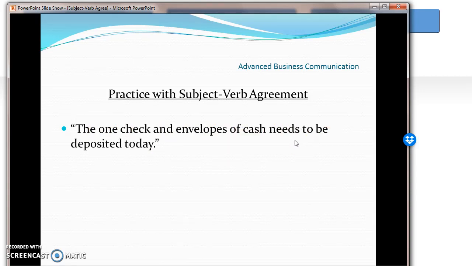How about this one? The one check in envelopes of cash needs to be deposited today. Subject verb agreement? No. Here we've got one of those compound subjects. The one check and envelopes of cash need to be deposited today, because it's that rule where you've got the compound subject. It needs to take the plural verb.